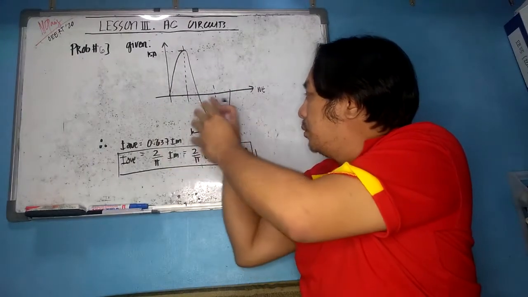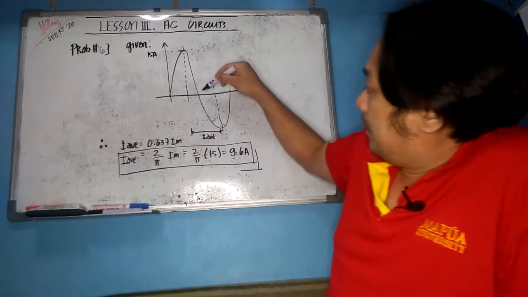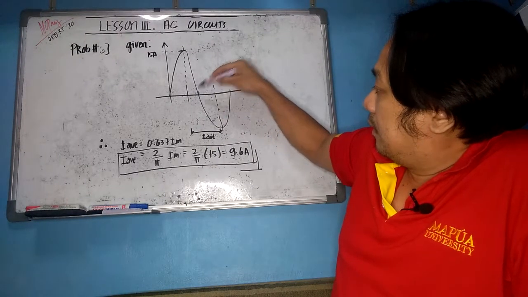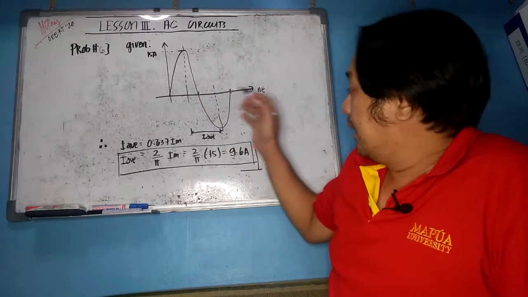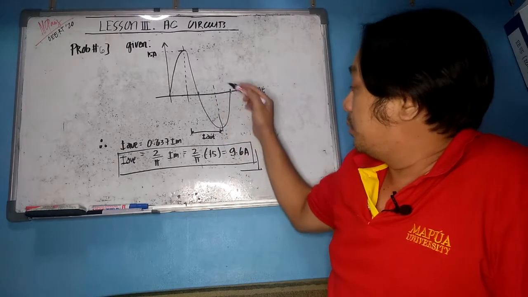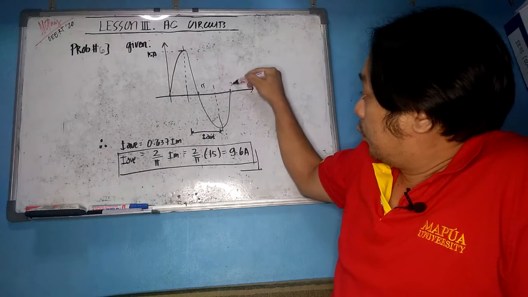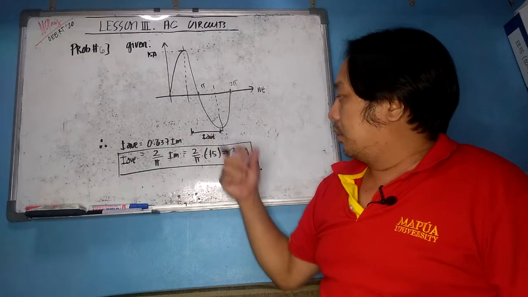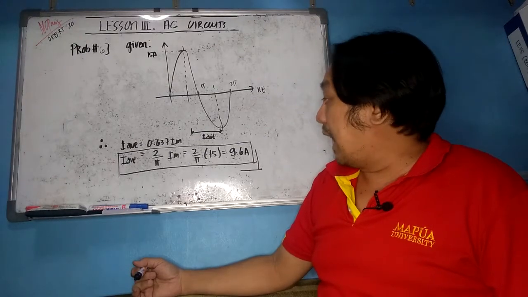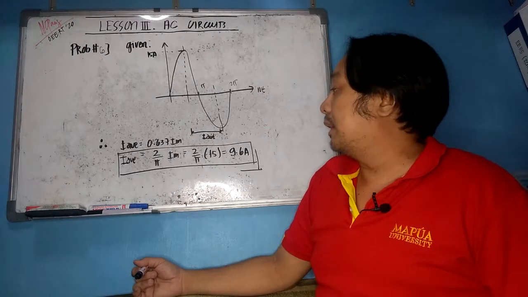The x-axis is not mentioned, but definitely we can take it as an assumption of pi and 2 pi for the period respectively. But here our main goal is to get the I average. So how can you get the I average?